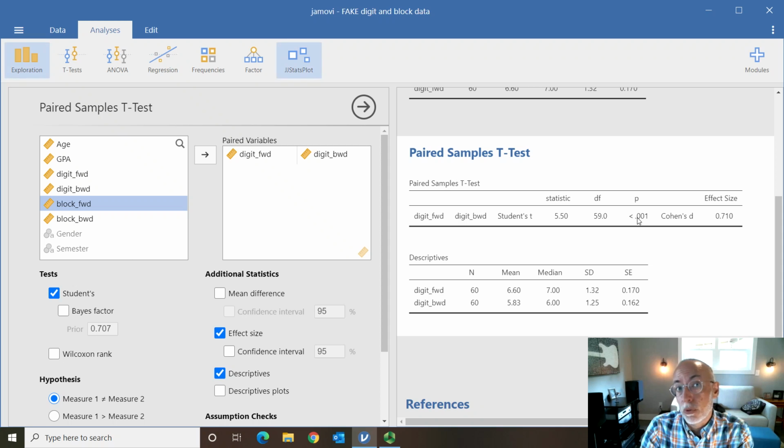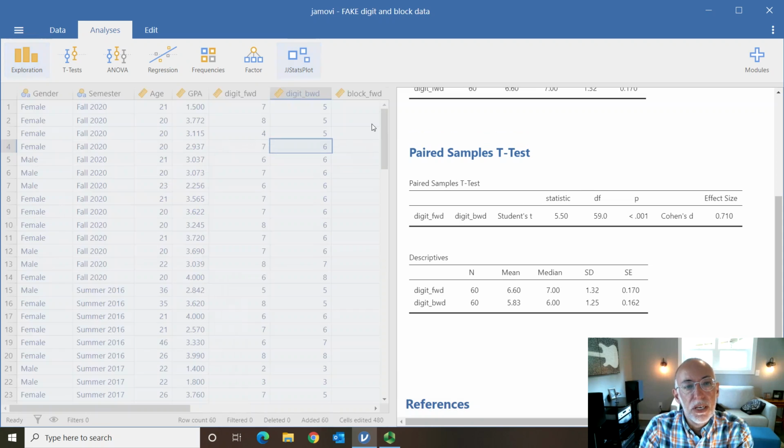Our p-value, it's a reliable effect. P is less than 0.001. It needs to be less than 0.05. And Cohen's d, the effect size, is about 0.7, so it's a medium to large effect. Again, this isn't what you put into your paper, it's what you use to write a sentence that goes in your paper.